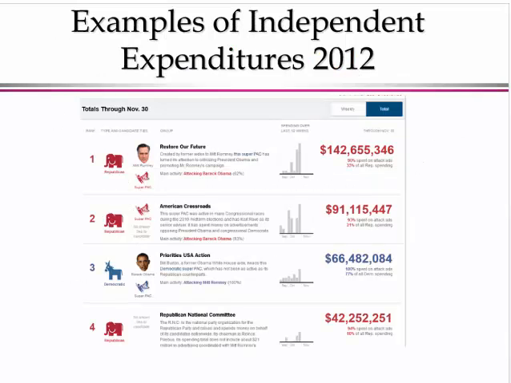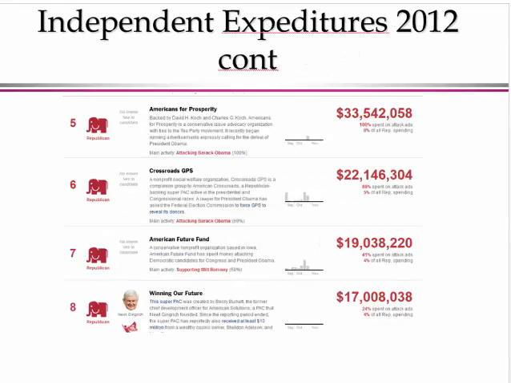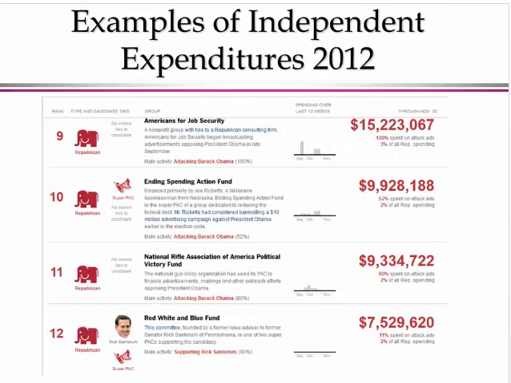And if we want to look at some of the independent expenditures, Restore Our Future was essentially a super PAC for Romney, spent $142 million. American Crossroads, another super PAC, spent $91 million. Priorities USA was $66 million, primarily Obama. And we can continue this thing. Notice that there are a whole lot more Republican super PACs than there were Democratic super PACs.